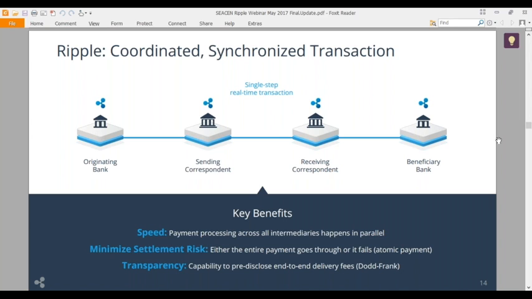So this allows the originator to say exactly how much money should be deposited at the beneficiary bank, because it knows what all the cost will be along the way. It's this transparency and certainty that Ripple enables that's a core competency of the solution.